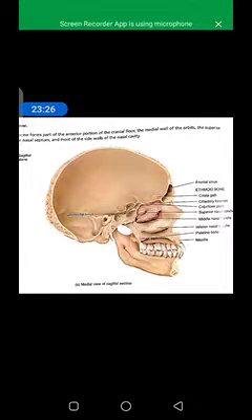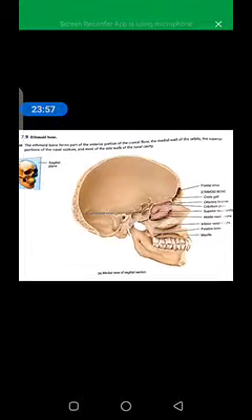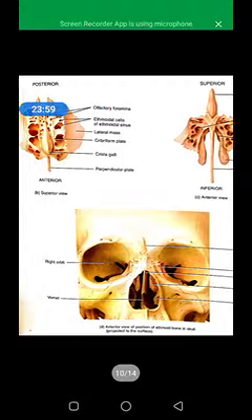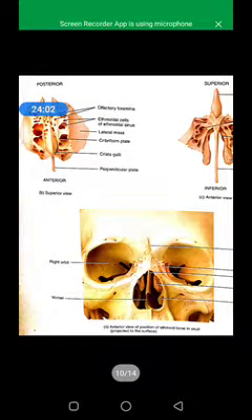Now, various things are present in the ethmoid bone. First, you can see the frontal sinus. In the ethmoid bone there is the crista galli, olfactory foramen, the cribriform plate, the superior nasal concha, the middle nasal concha, the inferior nasal concha, the palatine bone, and the maxilla. You can see the sphenoidal sinus. This is the ethmoid bone of your skull.